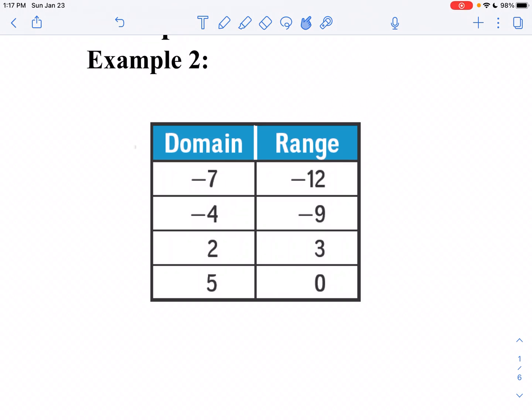Taking a look at example 2, I'm going to go from -7 to -12, that's one answer. -4 to -9, that's one answer. 2 to 3, that's one answer. And 5 to 0, well, that's one answer. So yes, this is a function.